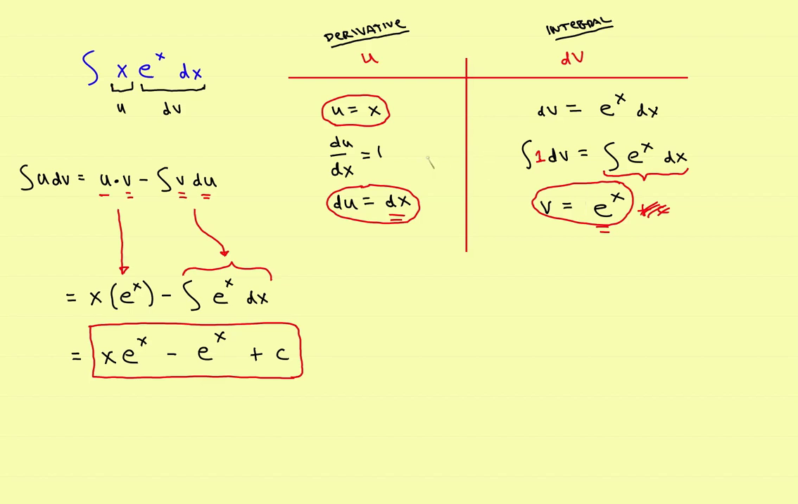So now let's take a look, and suppose rather than letting u be equal to x, suppose we'd let u be equal to e to the x. How do you know if you've made an incorrect choice? Well, let's work that out and see what it looks like.